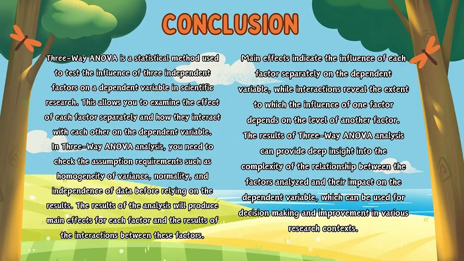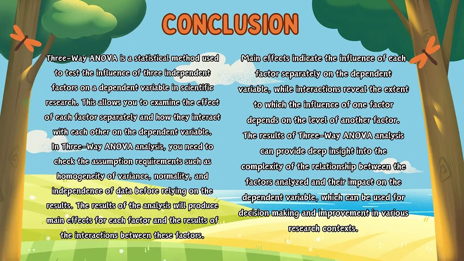And the last is conclusion. Three-way ANOVA is a statistical method used to test the influence of three independent factors on a dependent variable in scientific research. This allows you to examine the effect of each factor separately and how they interact with each other on the dependent variable. In three-way ANOVA analysis, you need to check the assumption requirements such as homogeneity of variance, normality, and independence of data before relying on the result.